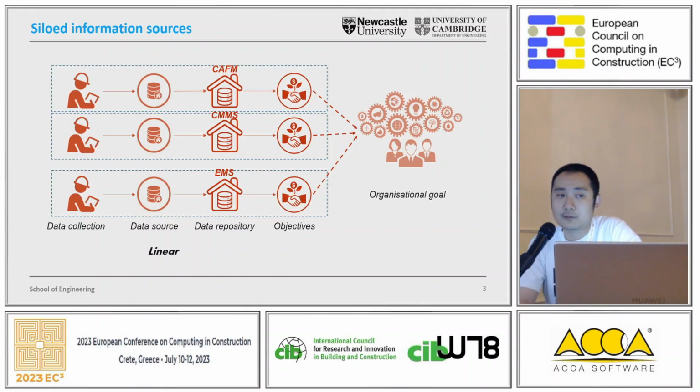They are not using data sources from others, maybe some handover data, but they are not using the data collected from other teams. So that is a linear way. The linear way is good in that it is easy for each team to run their business. However, it is not necessarily the most efficient way.